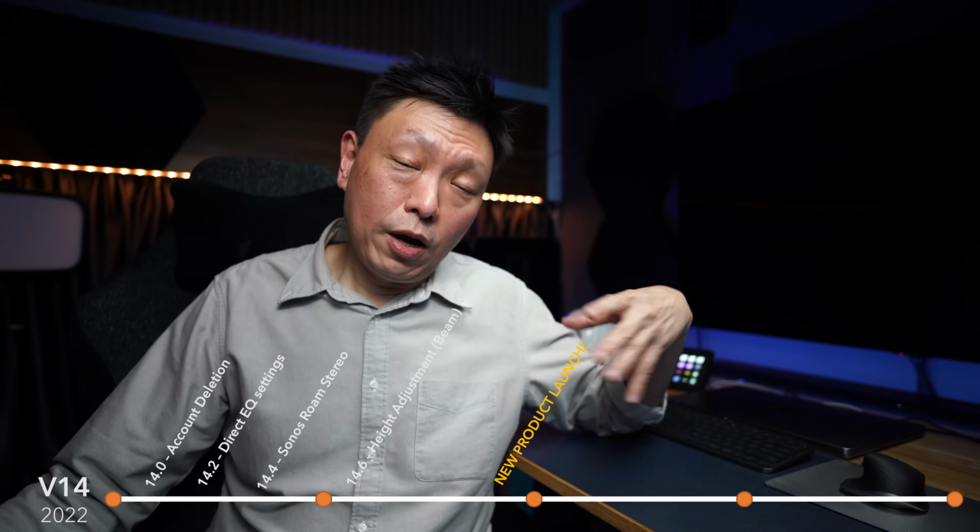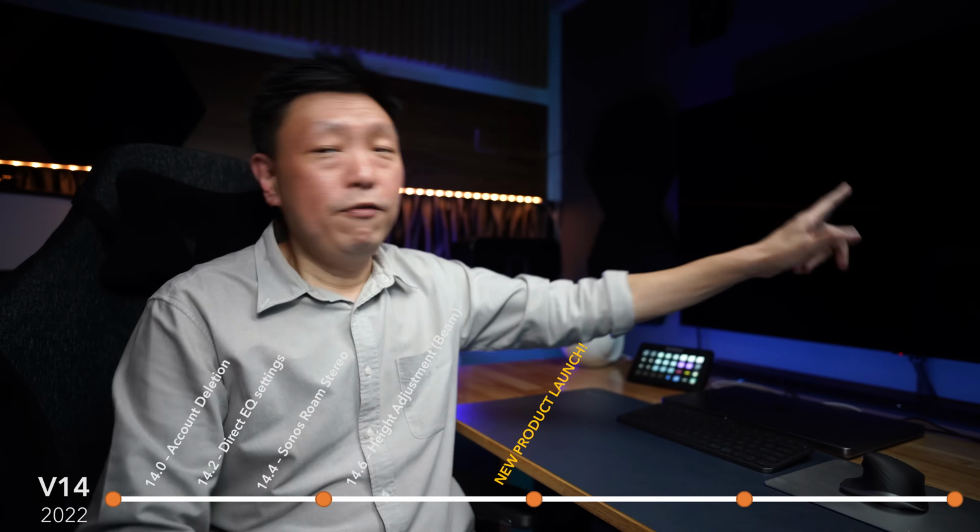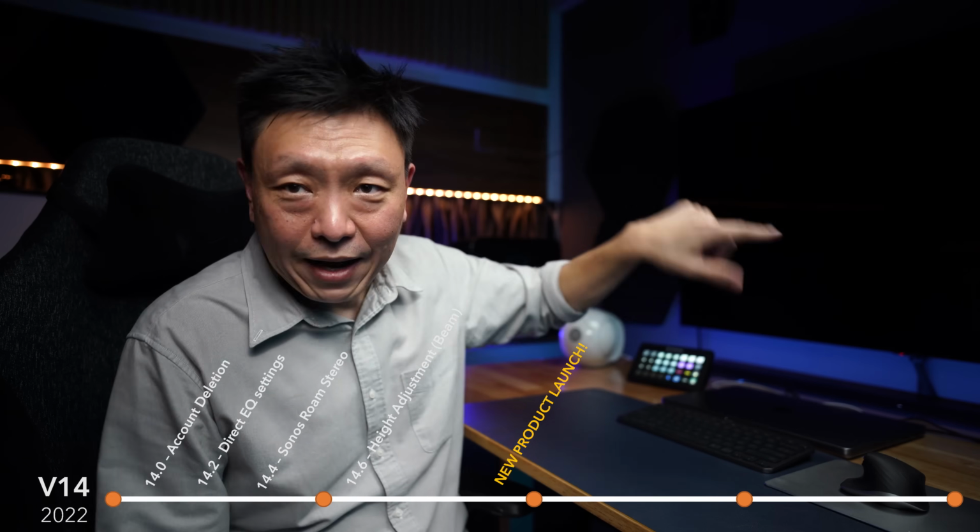Today, 14.6, the most recent release, just released only about 2 days ago. It enabled height adjustment on the Sonos Beam Gen 2 for the Atmos sound effect. So I've explained why it wasn't as straightforward to implement at launch, but half a year later, they have since implemented it. So now, on the 25th of May, they are going to be making a product announcement. So I've highlighted that in yellow, new product launch.